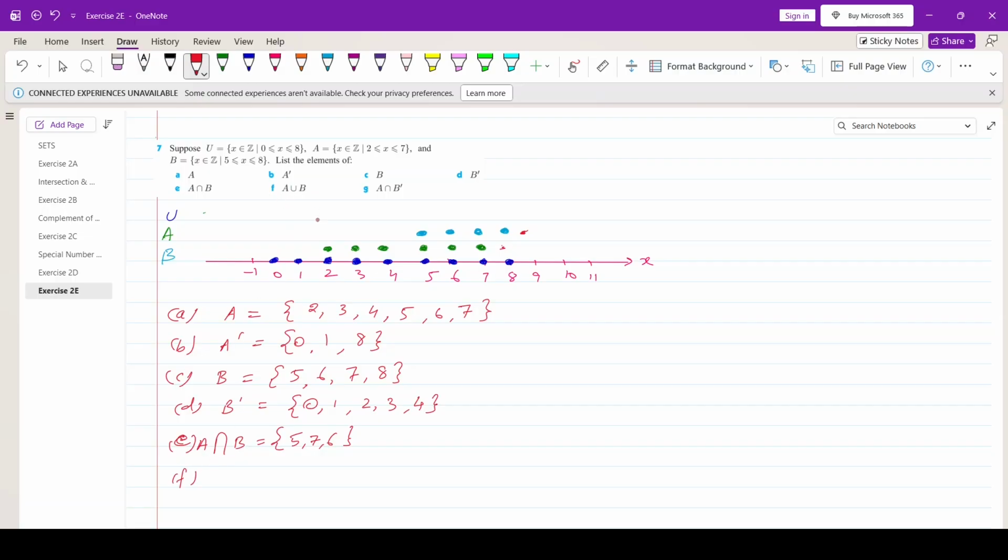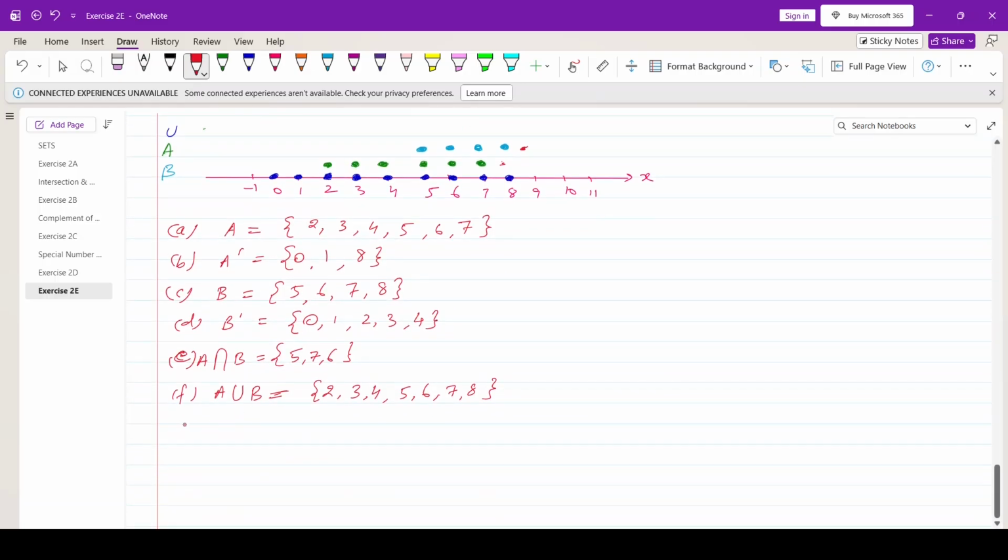Part F is A union B. A union B will be where at least one of either A or B are present. So that will be 2, 3, 4, 5, 6, 7 and 8.